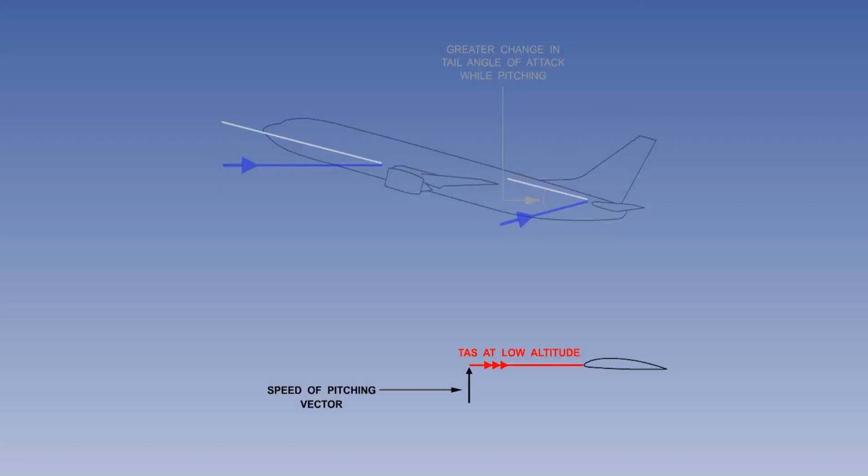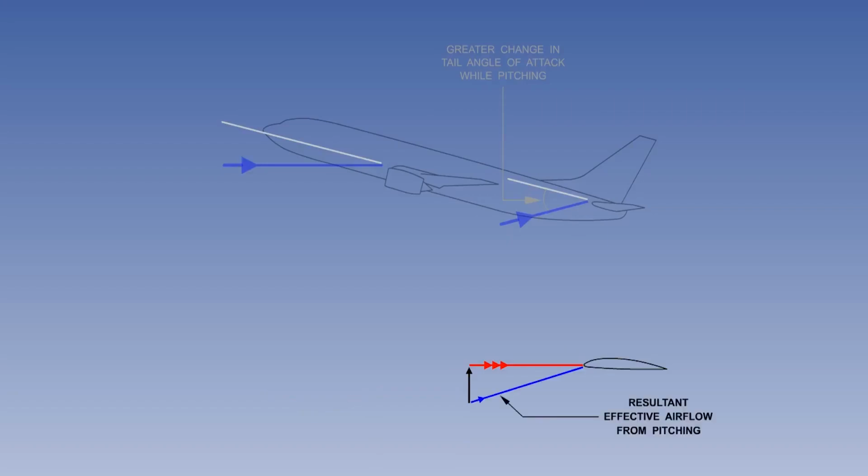Study the vector diagram. It shows the tailplane with the true airspeed vector and the speed of tailplane down travel vector. The effective airflow direction is the resultant of the aircraft true airspeed and the speed of tailplane down travel while pitching. You can now see the increase in angle of attack while pitching, which generates an upforce that we know is aerodynamic damping. Aerodynamic damping gives a change in tail force, in this case upwards, while the pilot is pitching the aircraft nose up.